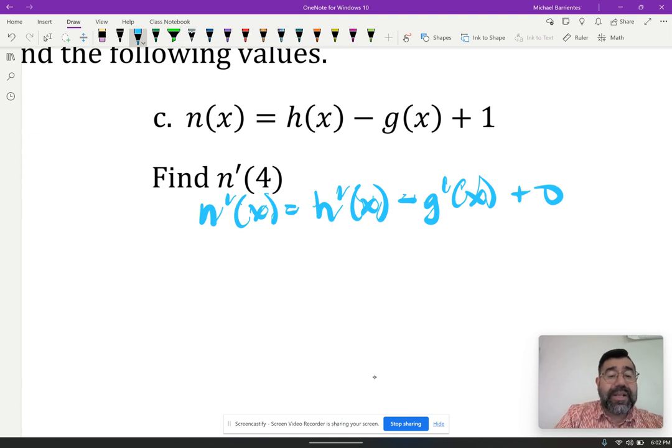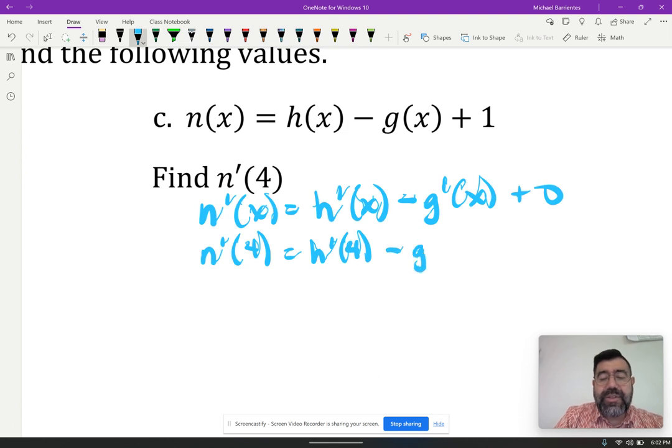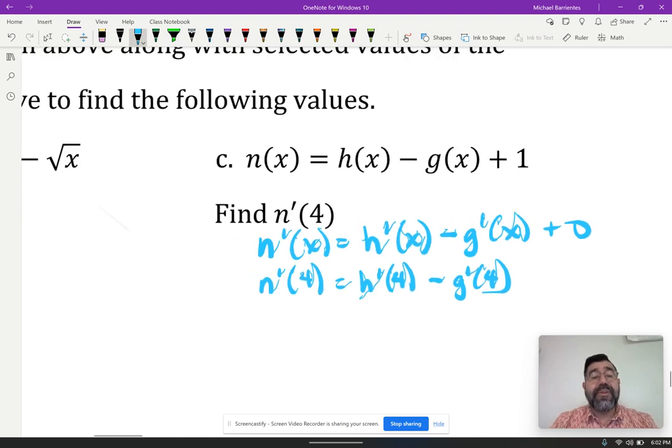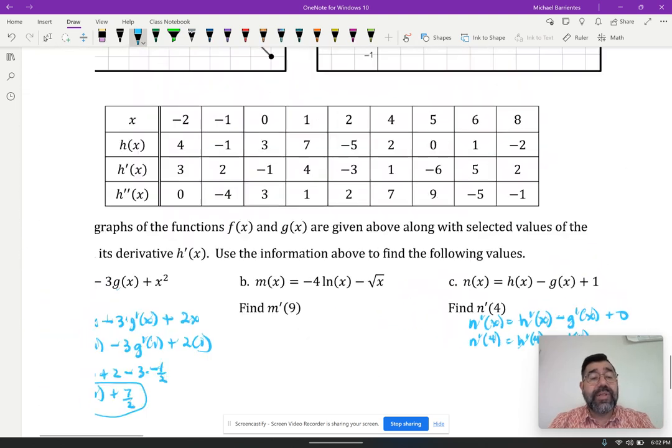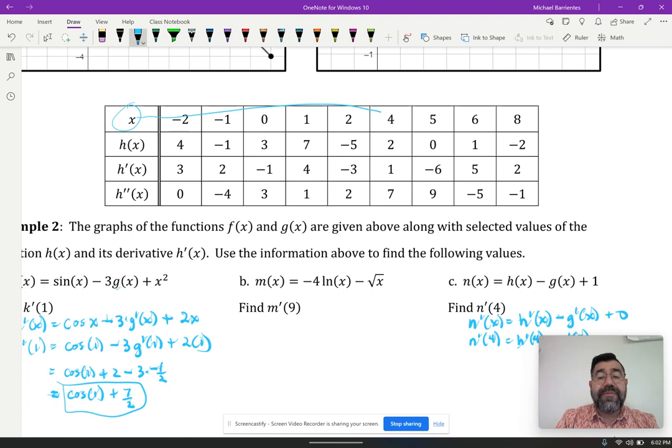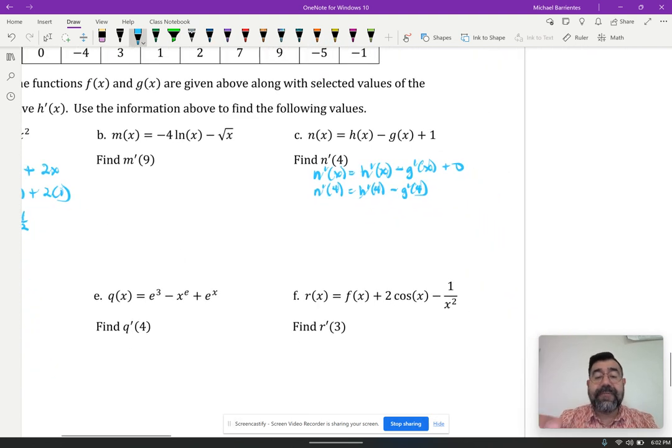Okay, now we're getting ready to plug in or substitute a 4. That'd be h prime of 4 minus g prime of 4. H prime when x equals 4. Okay, so that's in the table. When x equals 4, my h prime is 1. Do you see how we did that? When my input is 4, my derivative value is 1. So I got that one, 1, minus g prime of 4, the derivative at 4.